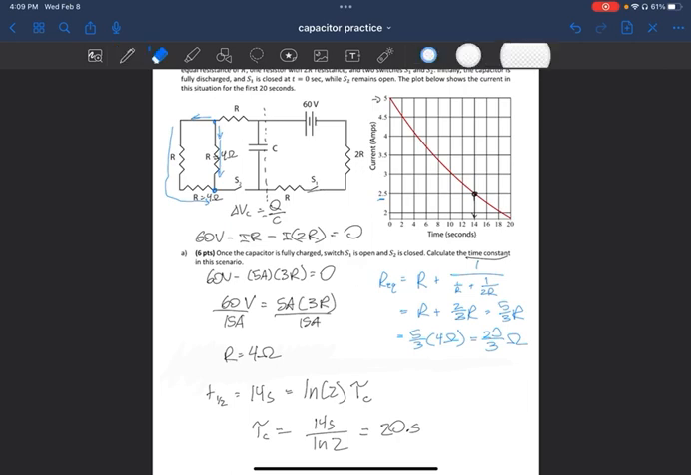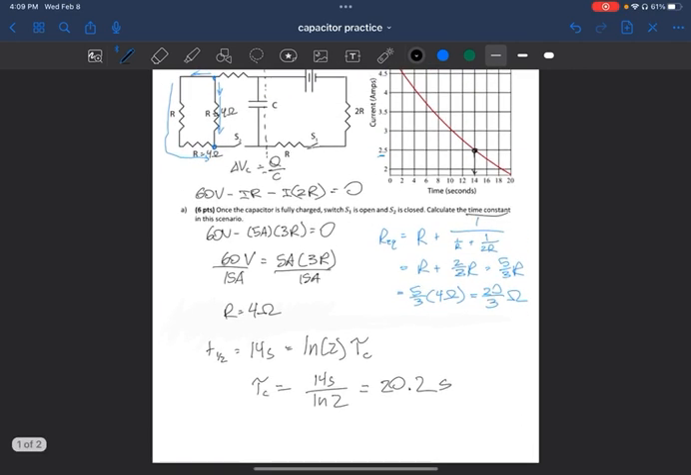Can you hear from my hesitation here that I'm just reading off the answer key for the calculations? So 20.2 seconds. Okay, great.